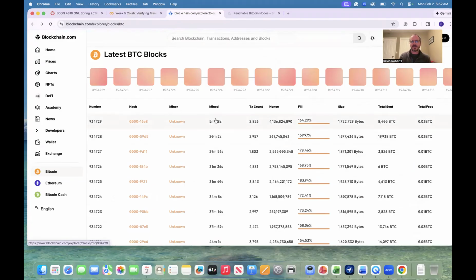So yeah, this block was mine. Now the most recent one was 5 minutes ago. So while I've been talking to you, maybe actually two have been mined. Now, who got to mine that? Why did this block get mined?